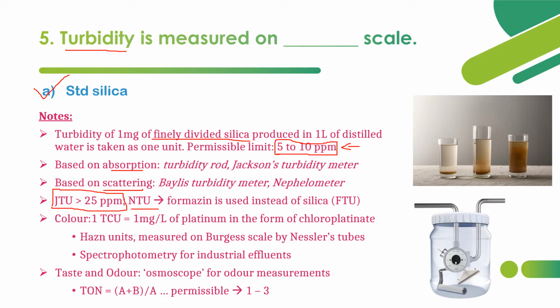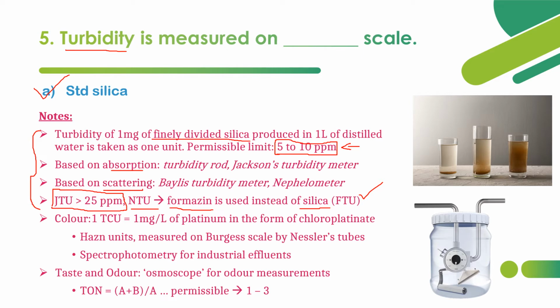In that nephelometer, formazine is used instead of silica. Actually, the standard silica scale is used to measure turbidity, but in case of NTU, formazine is used instead of silica. So the unit can be termed as FTU also, formazine turbidity units. So these are about turbidity.